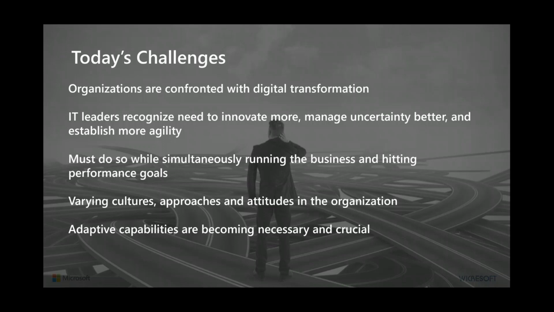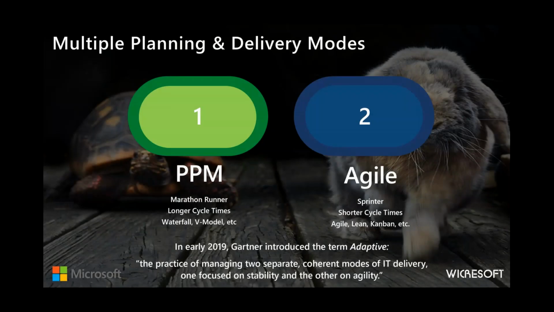And then we have all different varying cultures, approaches, and attitudes in the organization. We have the needs and attitudes of the younger generation and the millennial culture, as well as the traditional methods that have been embraced over the years by older employees. And the ideas of the way business should be run are evolving. So adaptive capabilities are becoming necessary and crucial rather than having a one-size-fits-all proposition within organizations. So there are going to be multiple planning and delivery modes in organizations.